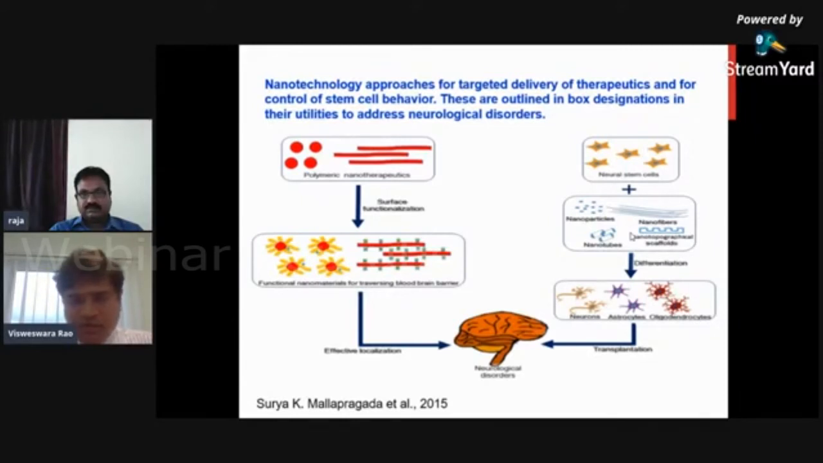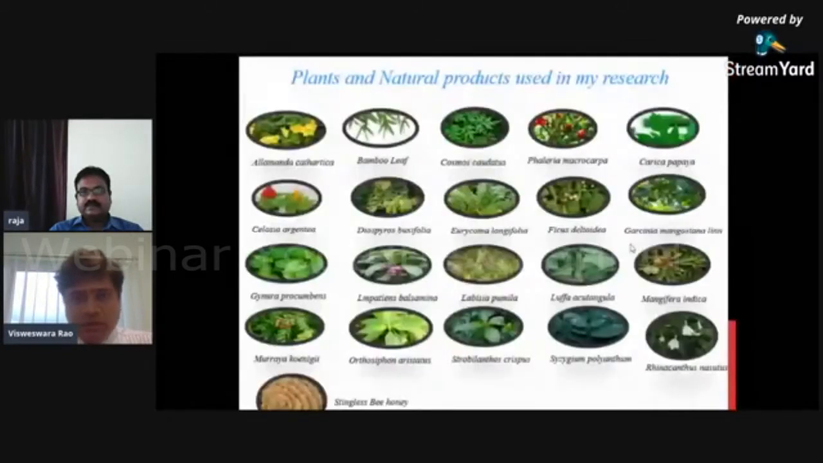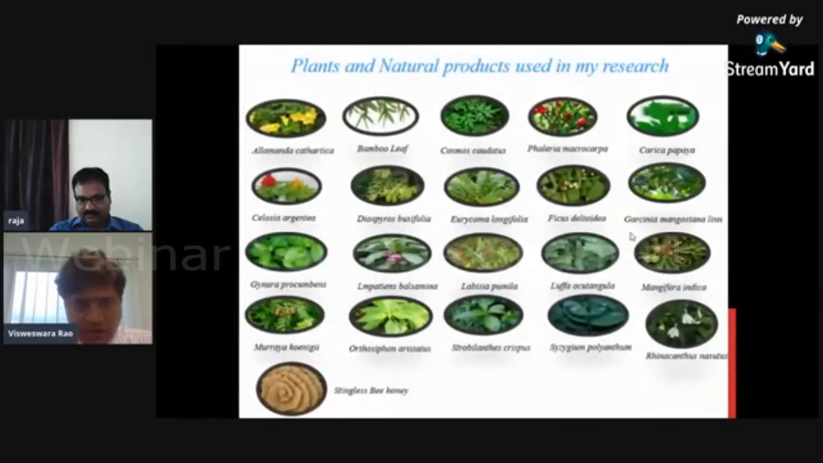So if you observe, so far these are the different types of plants we have used to synthesize the nanoparticles. Most of them are Malaysian plants, and some of them are from India as well. And we also work on different types of honeys.